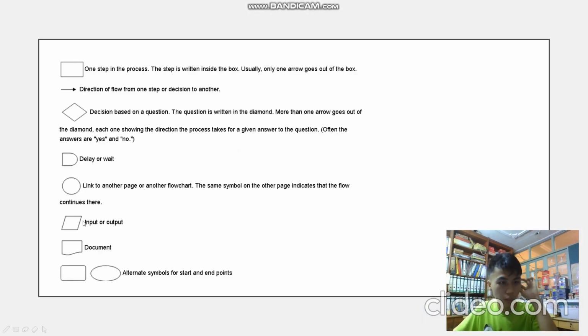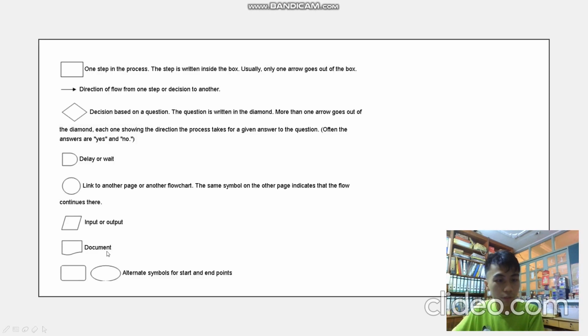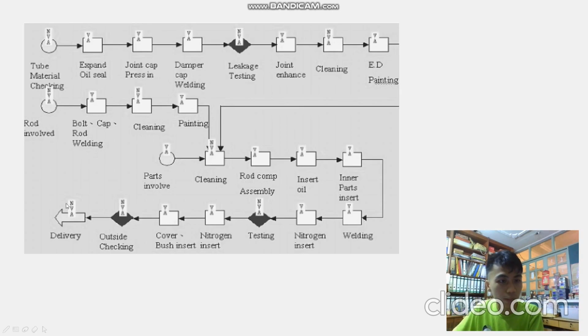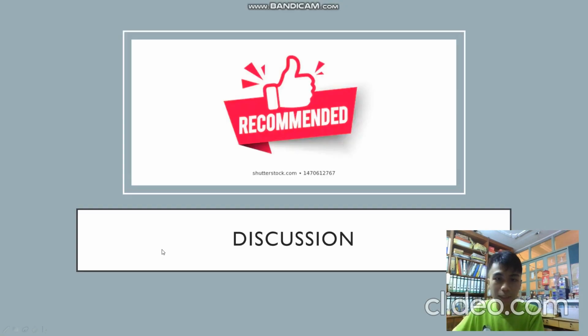Then this trapezium is input or output. We are not using it. This one is for document. We are not using it. And this is the alternate symbol for start and end point. We are using a different one, the arrow. For the last, that's all from me.